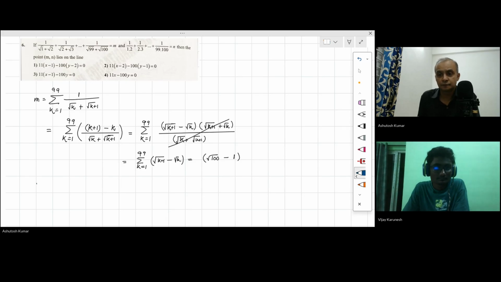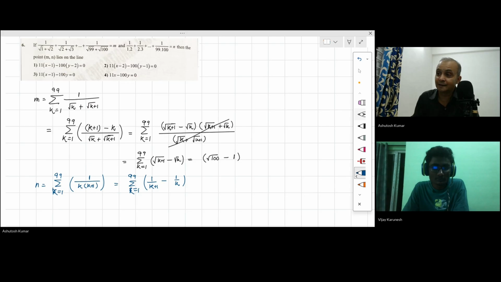So n, what we can do? I can write summation, let's say r this time. R is equal to 1 to 99, and you have 1 by k into k plus 1. So that is going to be summation, rather k, let's say k only, no problem. K goes from 1 to 99, and that is 1 by k minus 1 by k plus 1.